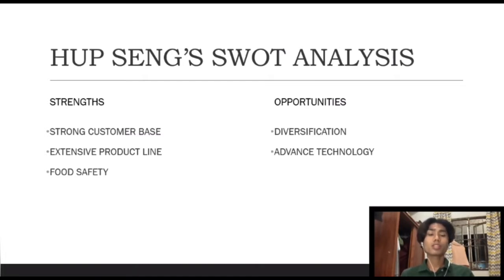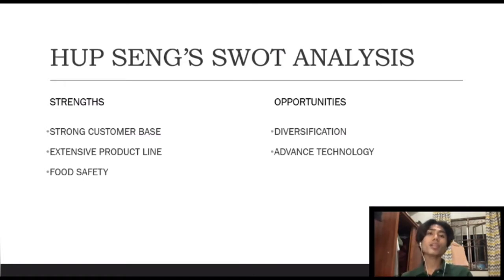SWOT analysis consists of 4 components, that is strengths, weaknesses, opportunities and threats. Next we move to the strengths of this company. First, they already have a strong customer base. This refers to the group that repeatedly buys their products. Next, they have also produced many types of product lines under their brand, so they can target a larger group of people rather than focus on one targeted market.